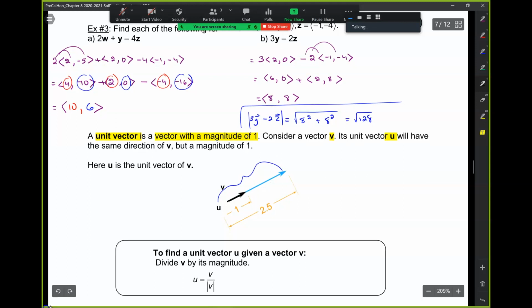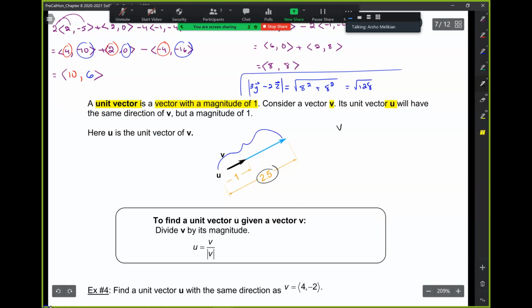So how do I take v? What do I do to v? If I take v, what should I divide it by in order for its size to be 1? Itself, right? So if it has a length of 2.5, I just divide it by its length. Okay? So here, you take the vector v, and if you divide it by its magnitude, you get the vector u, the unit vector.